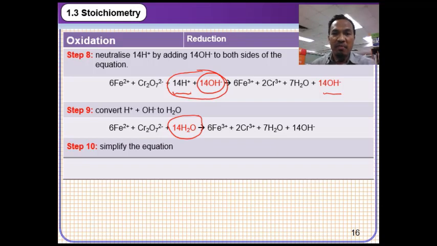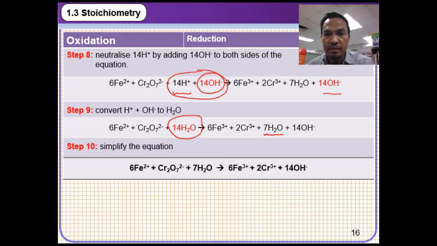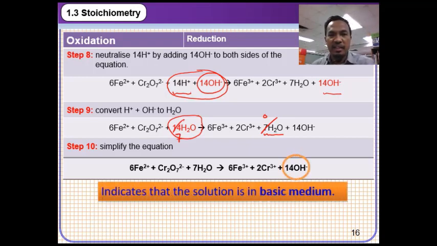And we might simplify the equation if necessary, because we have 7 H2O here and 14 H2O here. So we simplify the 14 H2O; this becomes 0, and this becomes 7. So this is the final equation. That is how we balance a redox equation that occurs in basic medium.